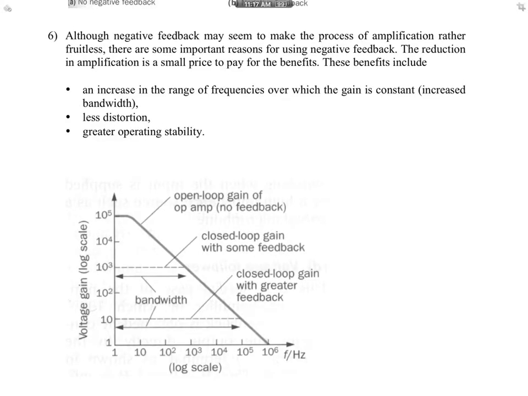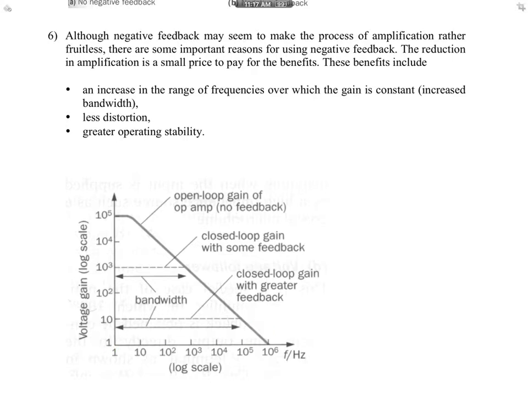So the first one, they said the first benefit is an increase in the range of frequencies over which the gain is constant, which means to say increased bandwidth. Now what does it mean by increased bandwidth? Now remember our graph of gain versus frequency is given by this graph, right? Okay, so gain versus frequency.